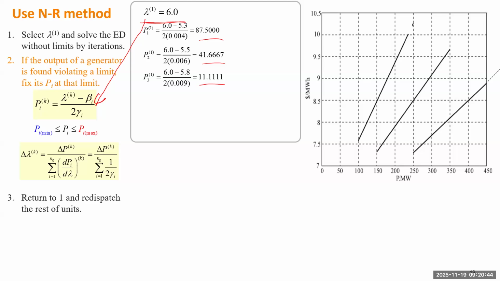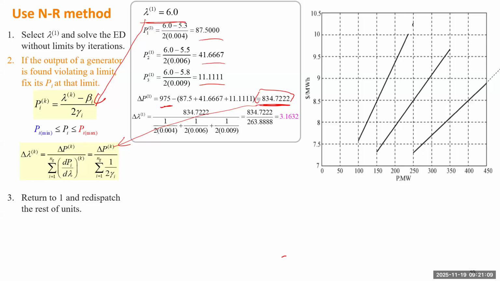But we can utilize the gap. The gap is really huge, right? The target is 975. The gap is more than 800. So we plug in that gap and also the initial guess for the generator output to the second formula. The second formula will estimate how much you need to update the lambda. It tells you to increase the lambda by more than 3. Then we move to the second step.